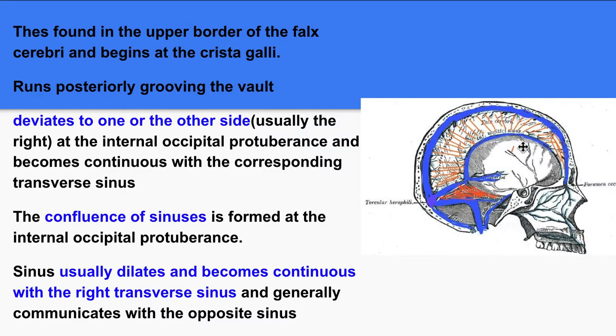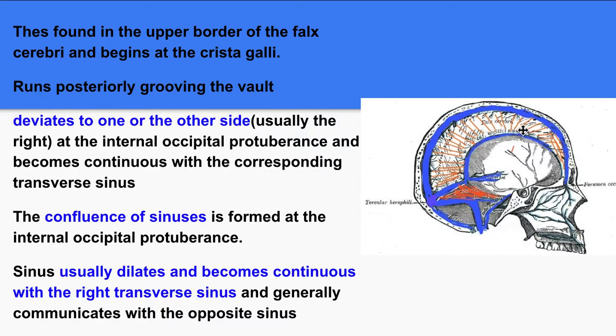So this is actually one of the most important sinuses, which is why we spoke so much in detail about it. Okay, so remember, this is in the mid-sagittal plane, and it runs along the upper border of the falx cerebri up to the confluence of sinuses, continuing mostly to the right transverse sinus.